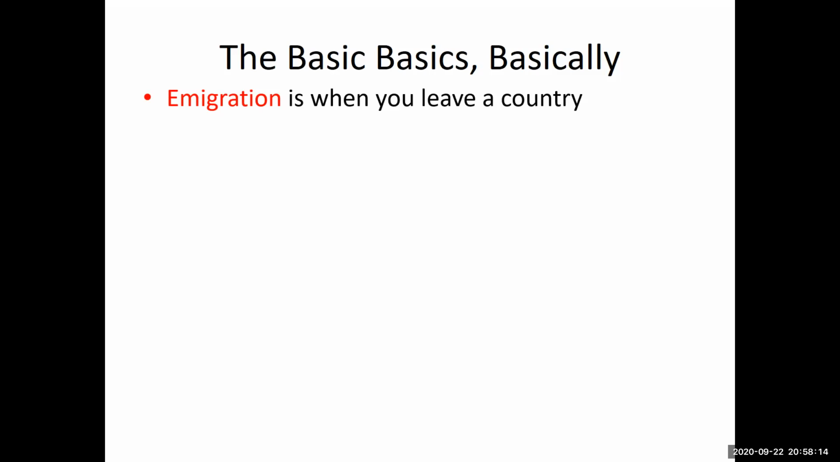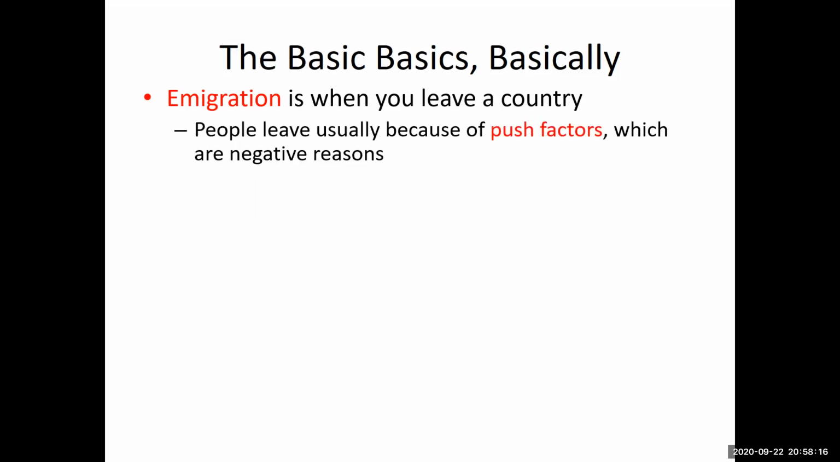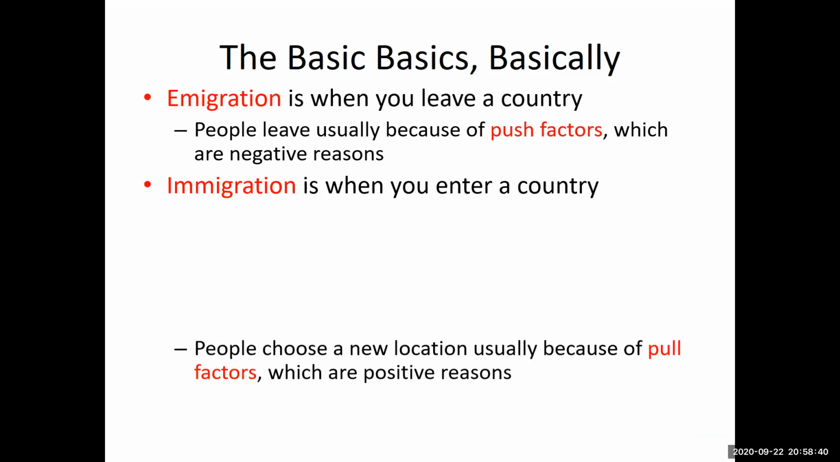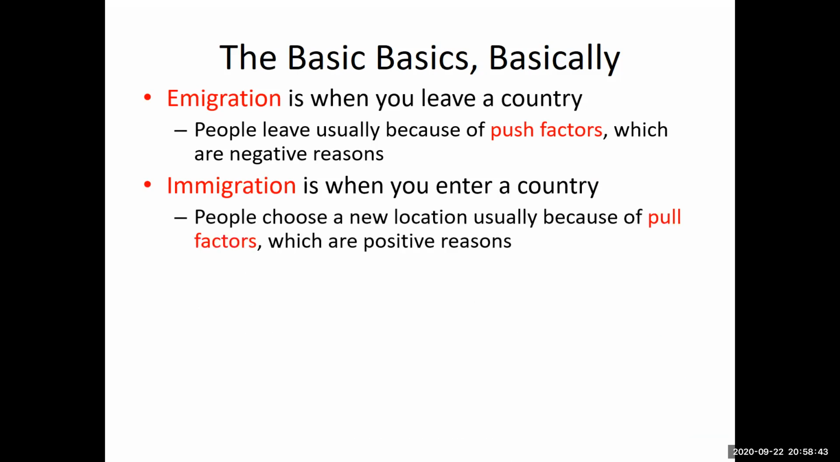Like emigrants are people leaving a country, and they are often leaving because of push factors, which are often negative. So perhaps you end up being in an area where there's an earthquake, so you leave, or a hurricane, or the economy crashes, or a dictator takes over, or you are being persecuted for religious or other reasons. Immigration, of course, is the opposite. It's when you enter a country, and this is usually because of pull factors, which are positive, generally. Again, not worth writing all this stuff down if it's obvious and well-known, or if you already have it.